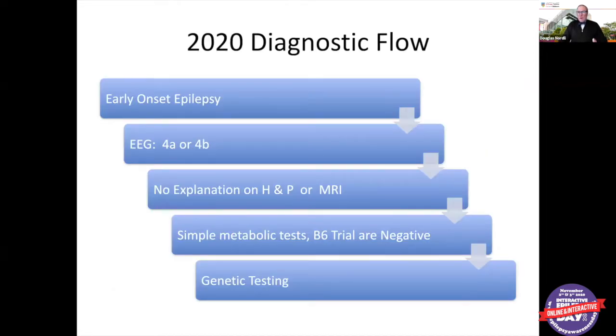So what's our modern flow now? If we have an early onset epilepsy, and we have one of these EEG patterns that I was describing to you, the type 4, and there's no explanation on our history and physical or the MRI, and some simple metabolic tests are negative, just very simple screening, ammonia, glucose, lactate, pyruvate, then the most important thing is to move to genetic testing.